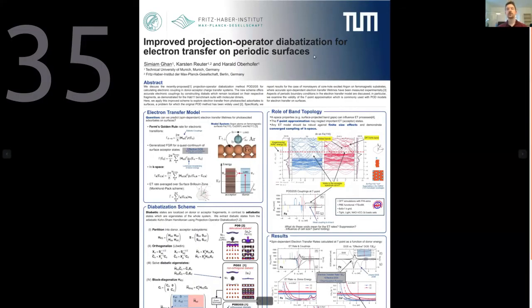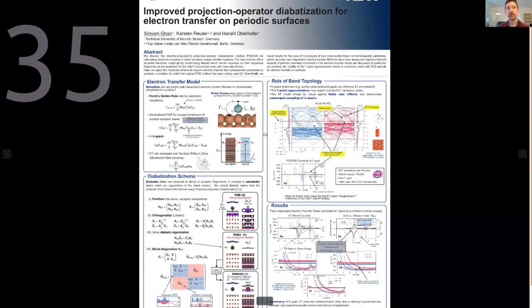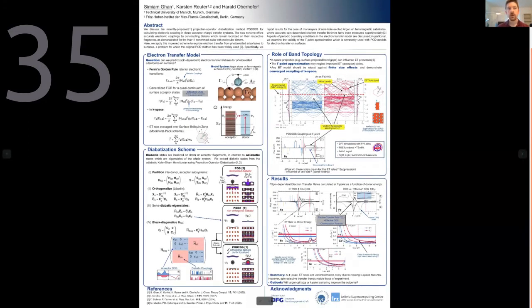Here, we're interested in electron transfer on surfaces, specifically from photoexcited adsorbates into ferromagnetic substrates. We have created an electron transfer model which uses a Fermi golden rule, but generalized to k-space in a periodic simulation. We are parameterizing the model using diabatic donor-acceptor couplings taken from projection operator diabatization.